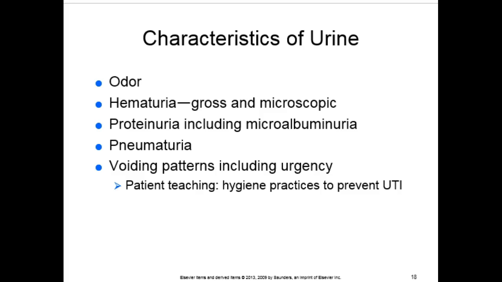Pneumaturia means that there's gas in the urine, so it would be bubbly. This can occur if there's a fistula between the bladder and the bowel or the vagina. And then we would also evaluate if there's any changes in voiding pattern.